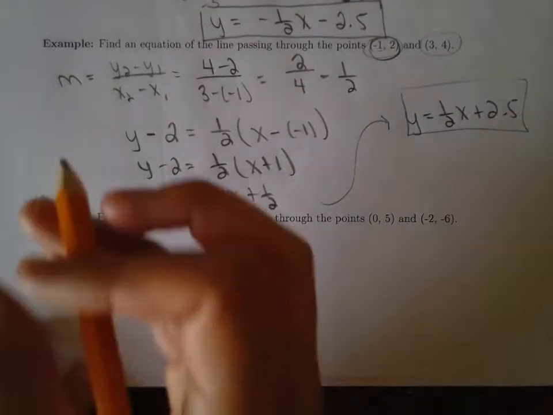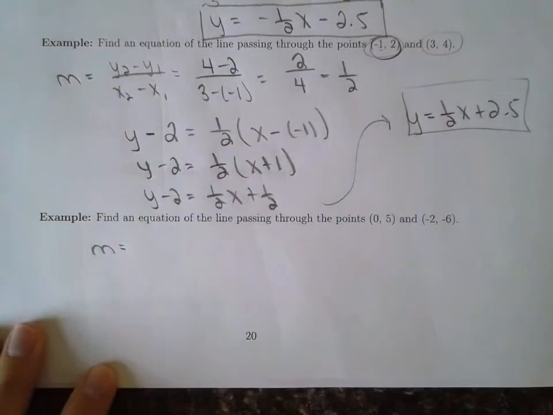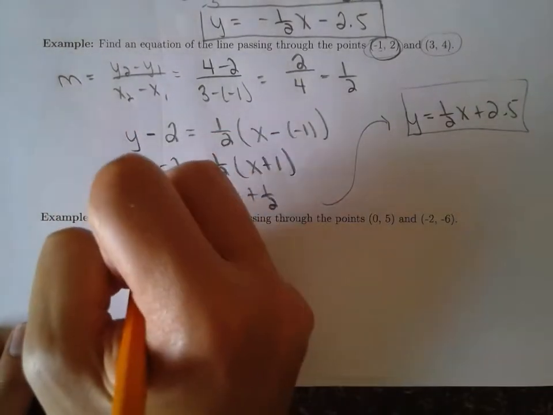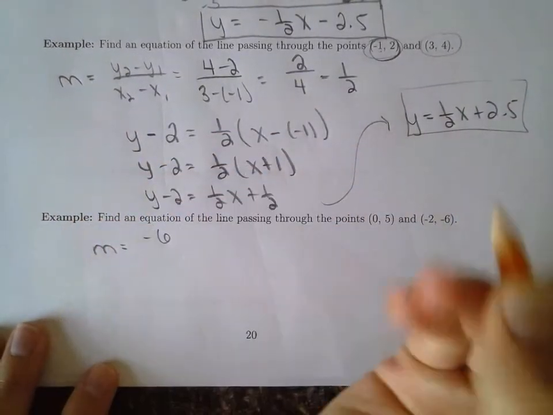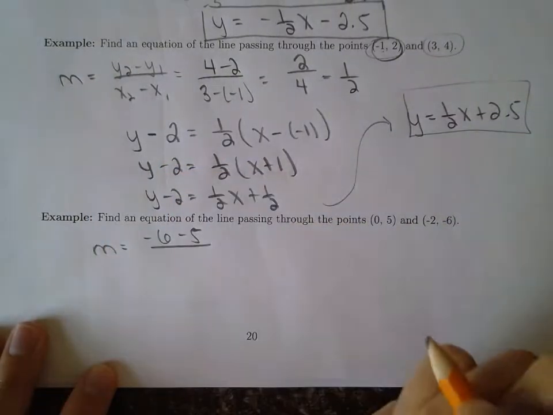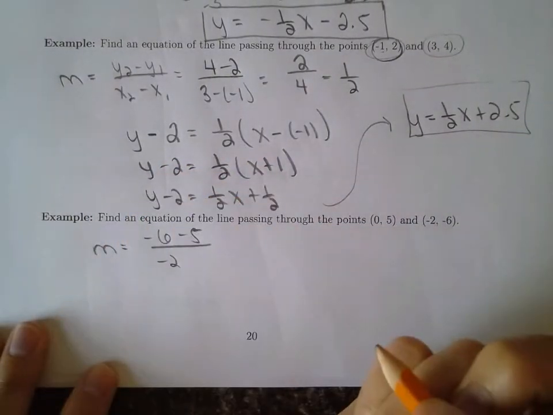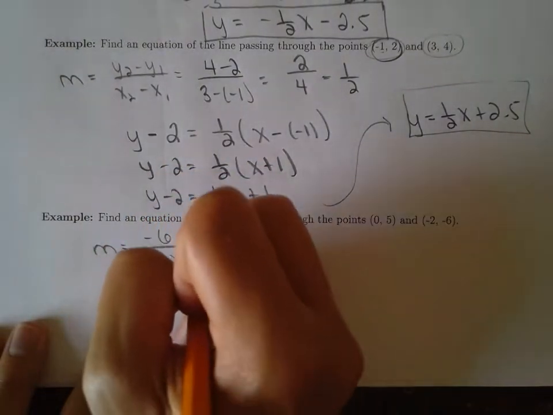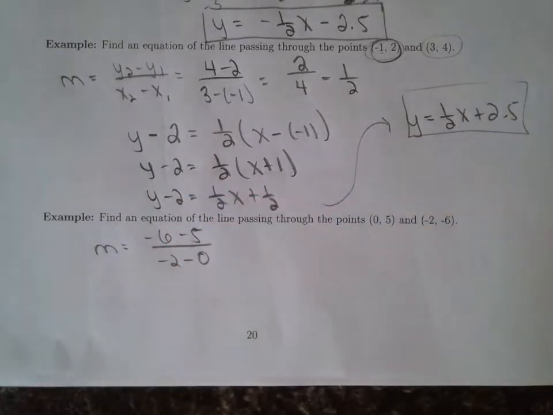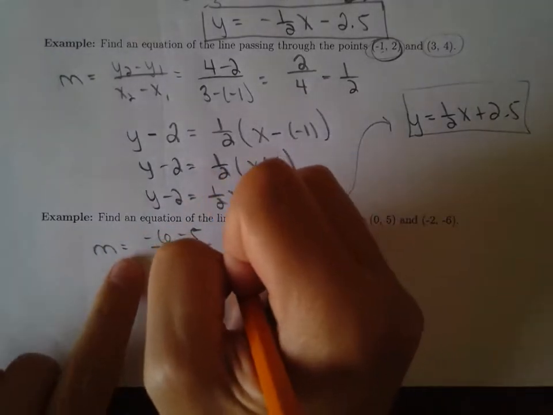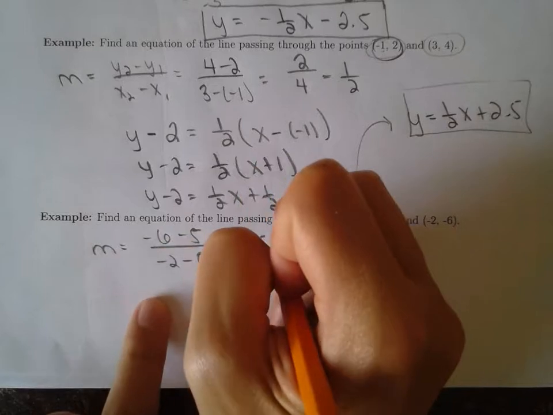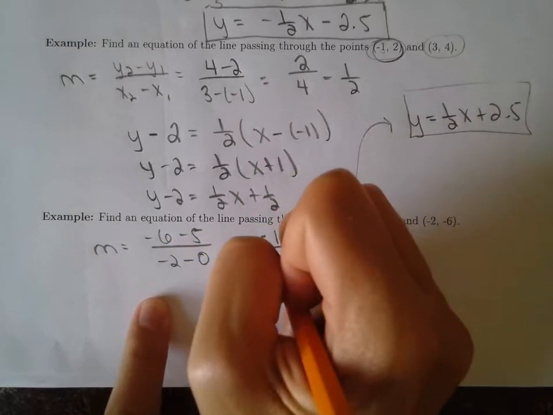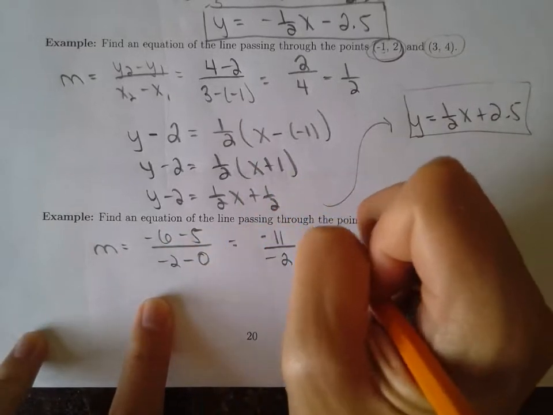So same type of problem. I'm going to find the slope first. So I'm going to do y minus y first. So negative 6 minus 5 over negative 2 minus 0, sorry. Okay, negative 6 minus 5 is negative 11 over negative 2, so the slope is 11/2.